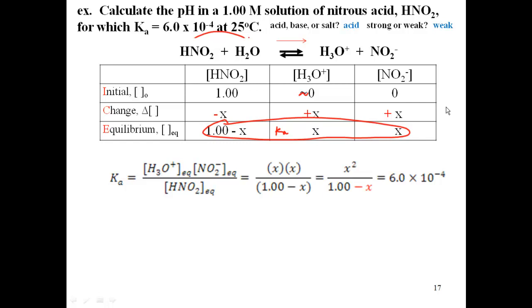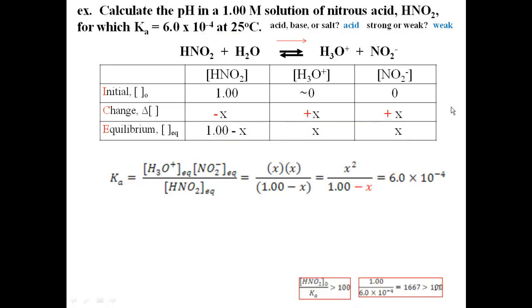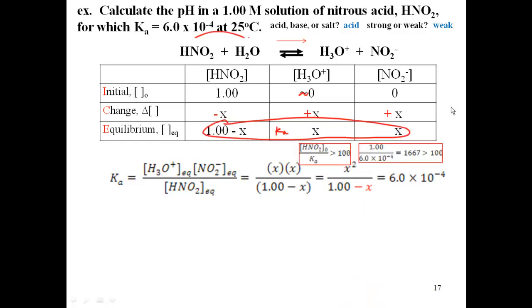We said we do that by looking at the concentration of my acid to my Ka. If I do that, I get concentration of my acid divided by Ka. If it's greater than 100, I can neglect the X. In this case, it's 1 divided by 6 times 10 to the negative 4th, which is 1,667. Is that greater than 100? Yes. Therefore, since this is the case, we're saying X must be much, much smaller than 1.00, which means then I can neglect the X.